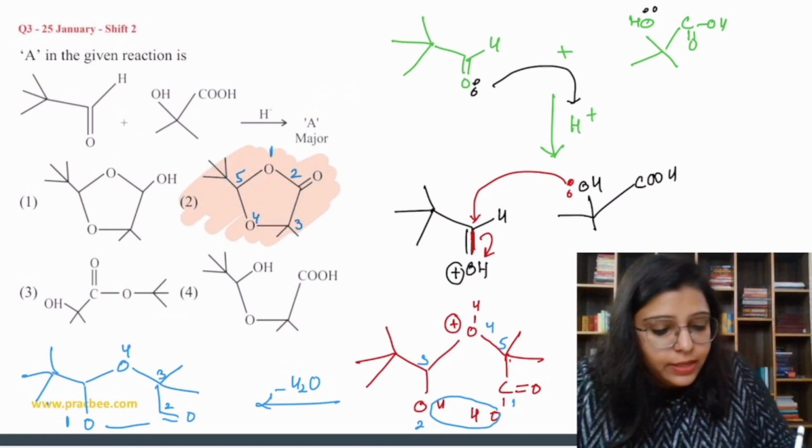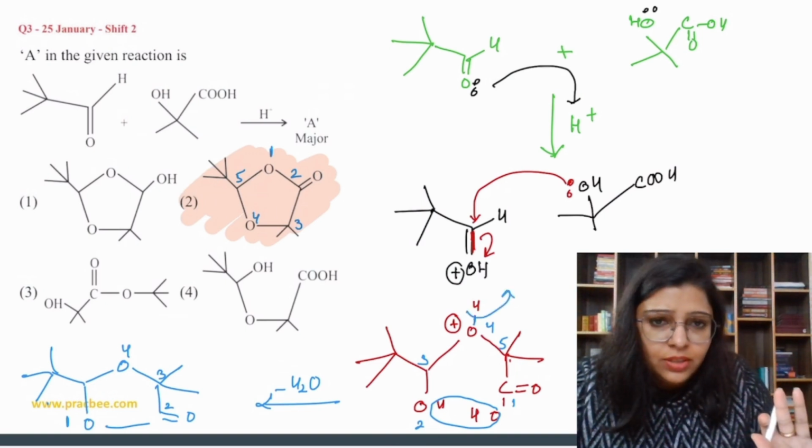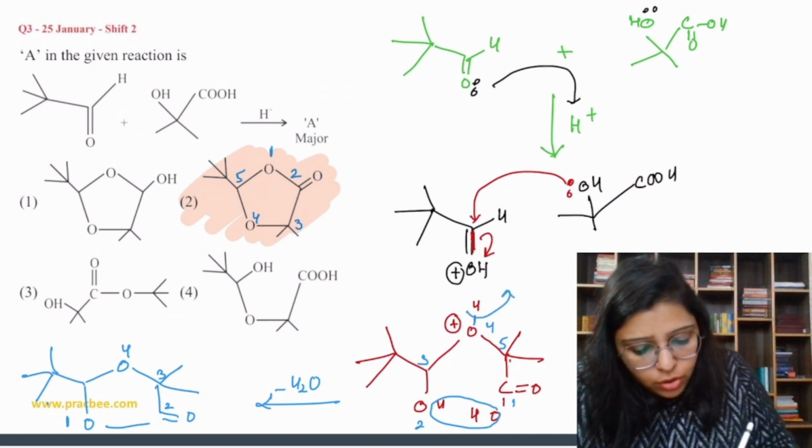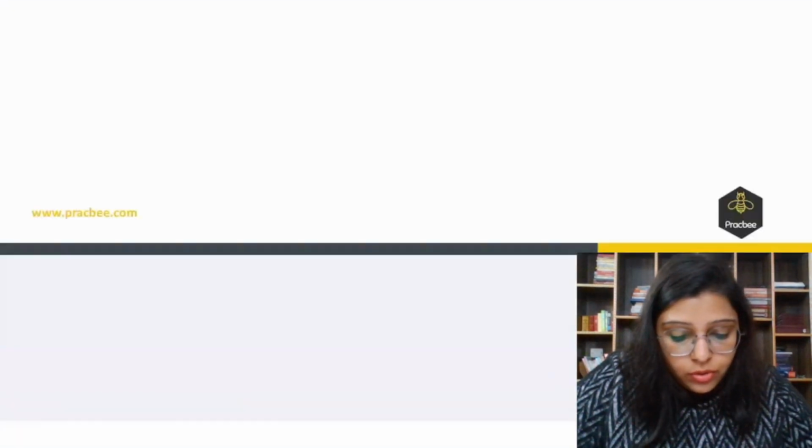Now the point is what to do over here. We have OH, so H plus automatically leaves to form oxygen. Clear? That's it. Now next question.